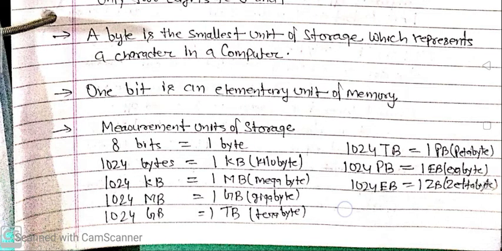Measurement units of storage: 8 bits is equal to 1 byte. 1024 bytes is equal to 1 kilobyte. 1024 kilobytes is equal to 1 megabyte. 1024 megabytes is equal to 1 gigabyte. 1024 gigabytes is equal to 1 terabyte. 1024 terabytes is equal to 1 petabyte. 1024 petabytes is equal to 1 exabyte. 1024 exabytes is equal to 1 zettabyte.